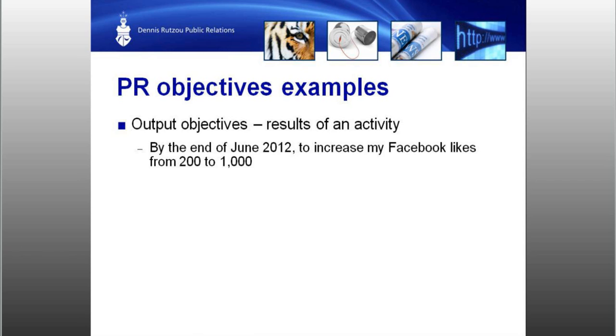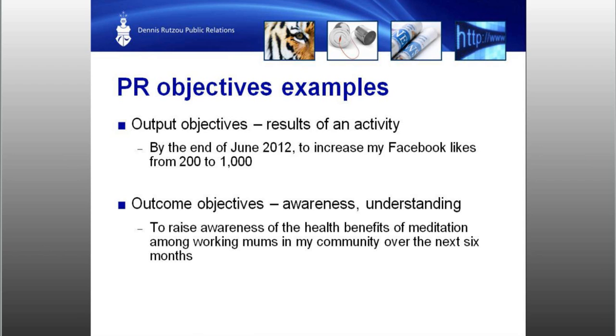Another example could be by the end of 2012, to reach out to 2 million people through media coverage about my business, or to have 5 articles published about my business. So these objectives are very quantitative, and they come as a straightforward result of a specific activity you're doing. On the other hand, outcome objectives are more qualitative. So it's about raising awareness or understanding of your organization.